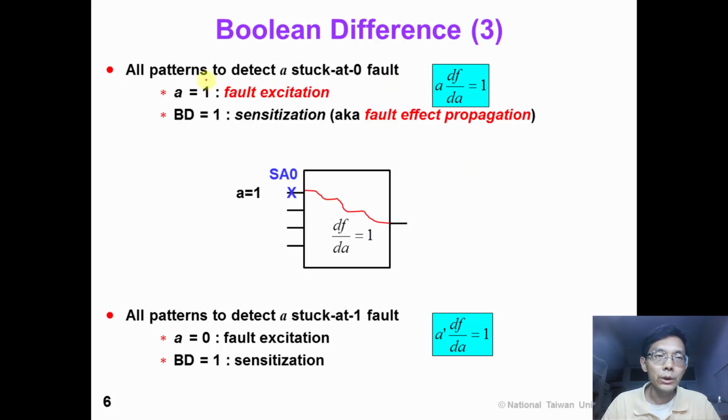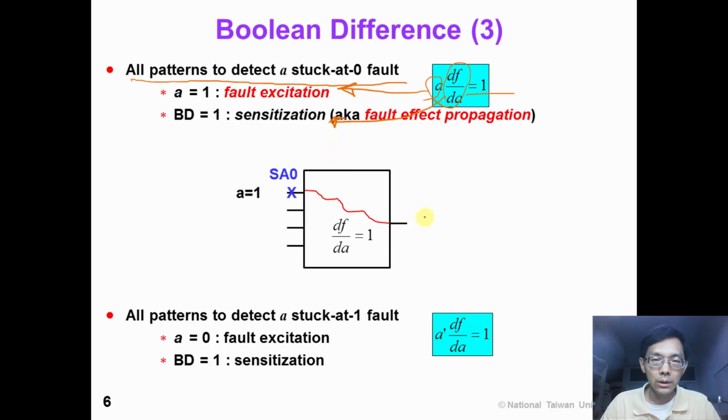So if we want to find all the test patterns to detect input A stuck at 0, we should have A times df dA equal to 1. The former term, A equal to 1, means fault activation. The second term, Boolean difference equal to 1, means sensitization or fault effect propagation.